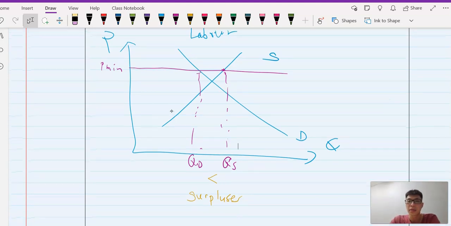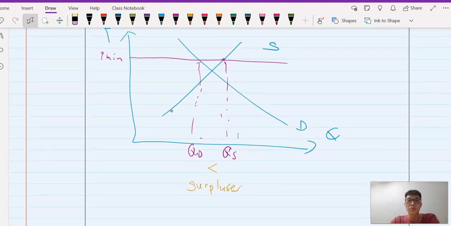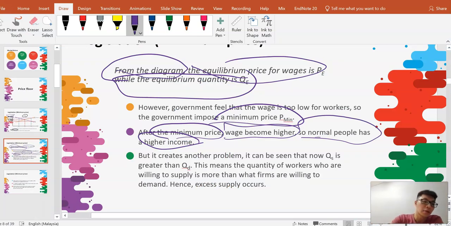At the same time, if you are labor, initially your wage is low. That's why you are not going to work or you don't want to look for a part-time job. You may prefer to binge watch Squid Game, or All of Us Are Dead. I can't remember which drama, but something like that. But when the minimum wage is high enough to incentivize you to work, you may want to go and look for a job. So there will be more and more individuals that want to look for a job or a part-time job. This leads to the quantity supplied being more. As a result, the quantity supplied is greater than quantity demanded, leading to surpluses. This is the direct effect, right?